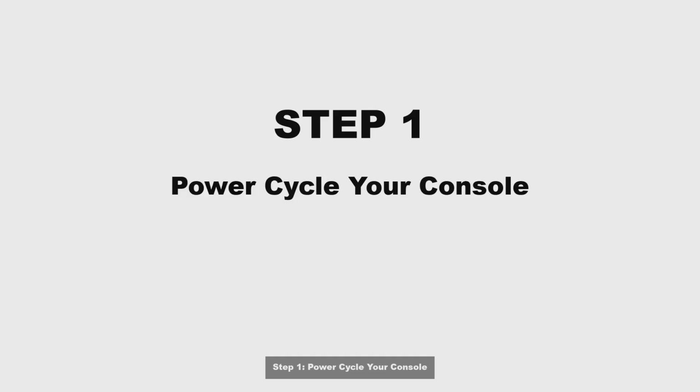Step 1. Power cycle your console. Turn off your Xbox Series X by holding the power button for about 10 seconds until it shuts down completely. Unplug the power cable from the back of the console and wait for at least 10 seconds before plugging it back in and turning it on.